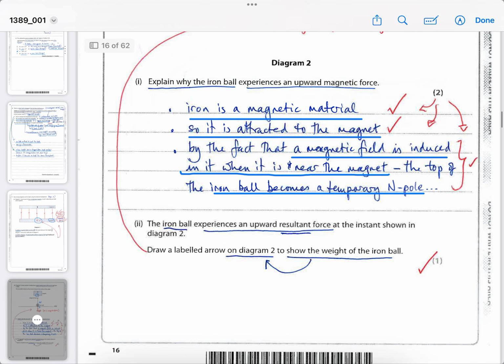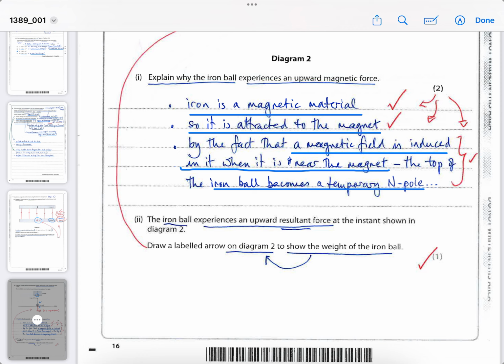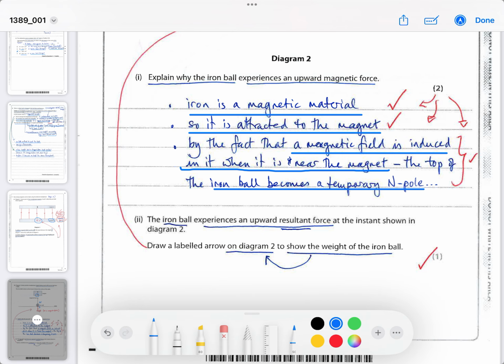Okay, and that's how you get the 3rd mark, by understanding that there is a magnetic field induced inside the magnetic material. So the iron ball experiences an upward resultant force, as I mentioned to you before with my diagram. So there's a resultant force upwards, yeah? Draw a labeled arrow on diagram 2.